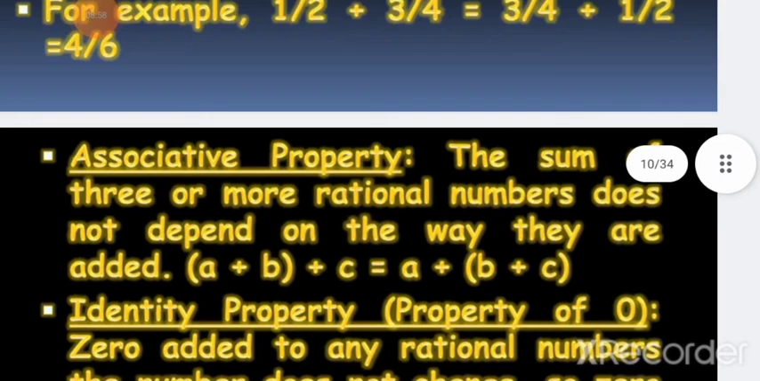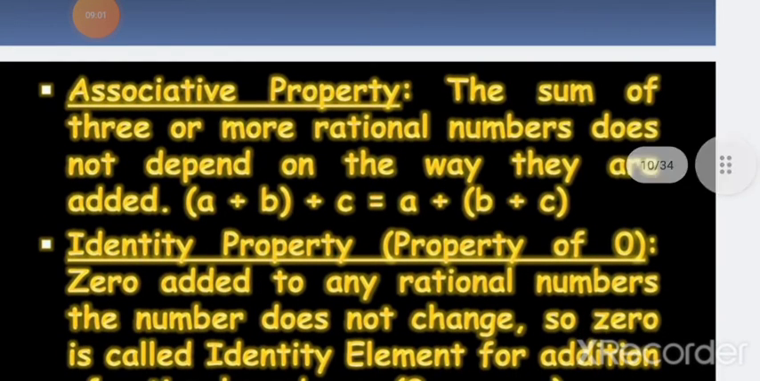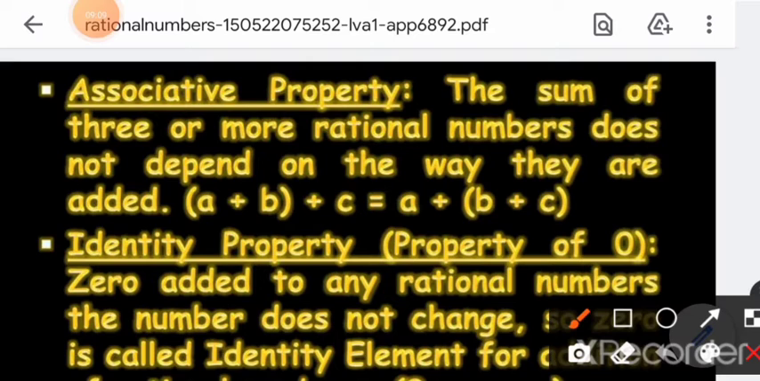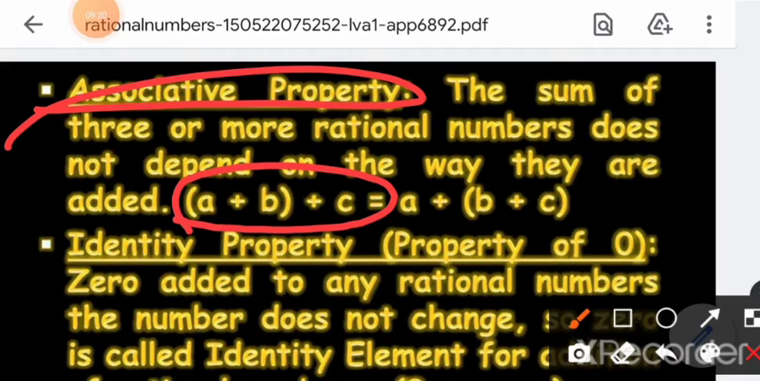Next is the associative property. The sum of 3 or more rational numbers does not depend on the way they are grouped. The associative property is for 3 rational numbers, like a, b and c. Adding the first 2 numbers and then adding the third number is equal to adding the first number to the sum of the second and third numbers.